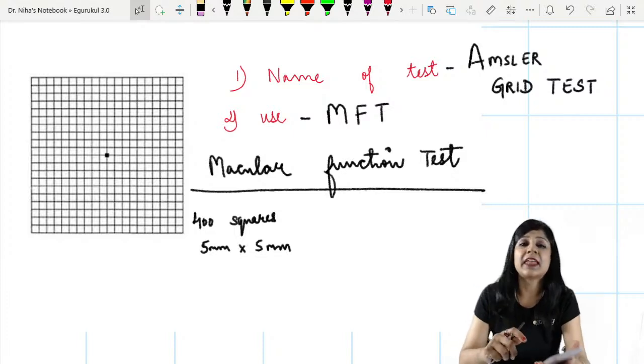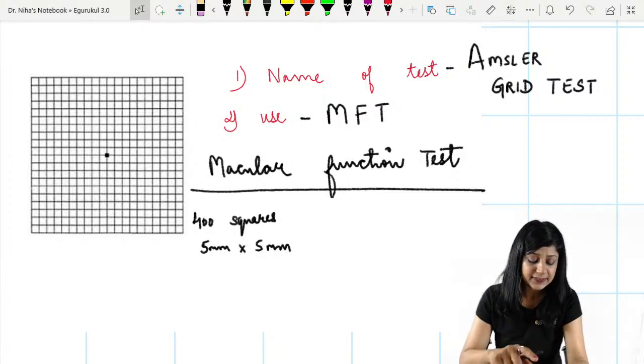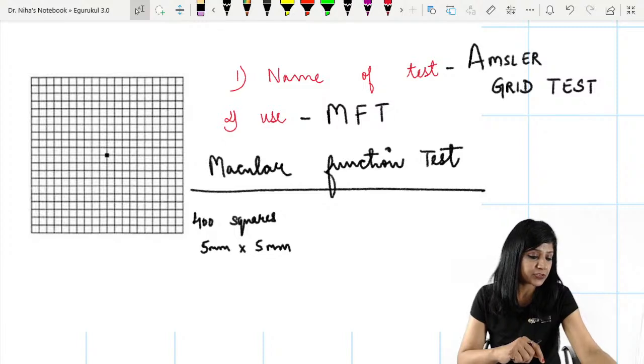Anybody can tell me any other name of macular function test? Any other macular function test that you know?